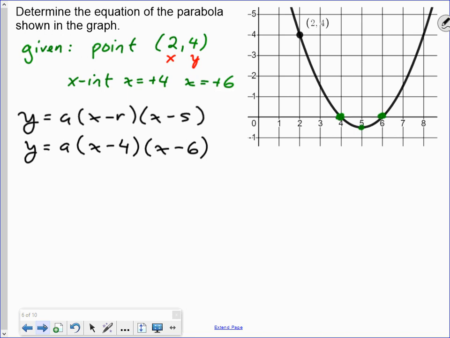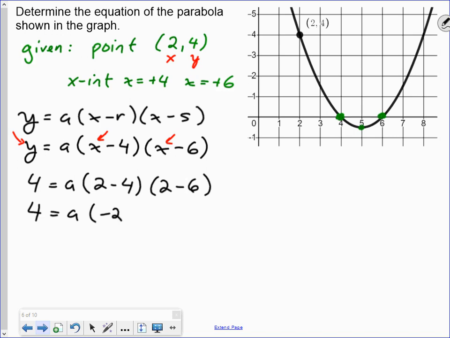Now I can sub in, just like we've done all along here, my values for x and my value for y. My y value is 4. I still have a. The point there is 2, 4, so I'm going to sub in x is 2, so 2 minus 4, and then 2 minus 6. And then I'm going to simplify. 2 minus 4 is -2. 2 minus 6 is -4. -2 times -4 is +8.